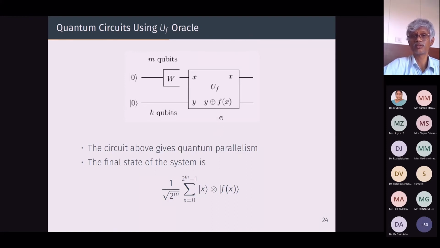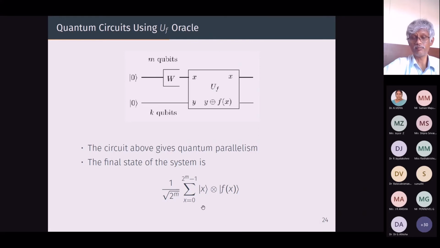K qubits. So the first one is the x input, the second one is the y input. When we apply U_f to this, you get the ket of x tensor the ket of y XOR f of x. So the final state of the system, we saw, is the uniform superposition, 1 by square root of m, summation x equal to 0 to 2 to the power m minus 1.